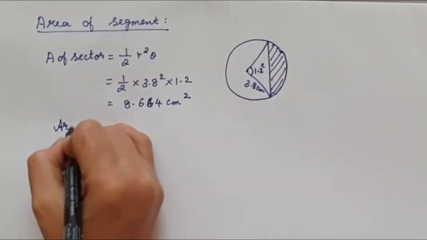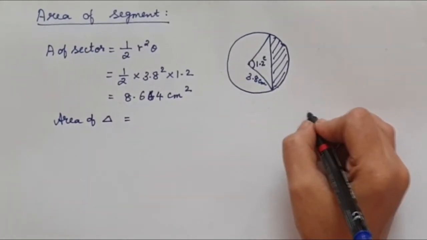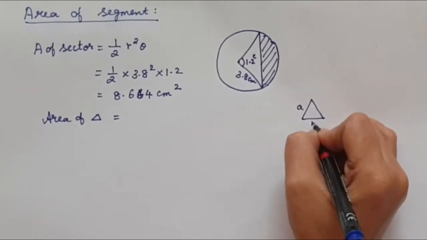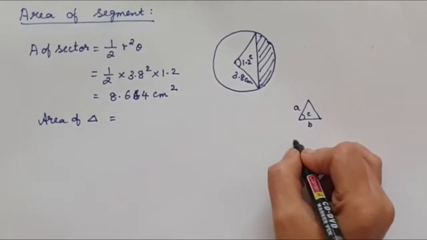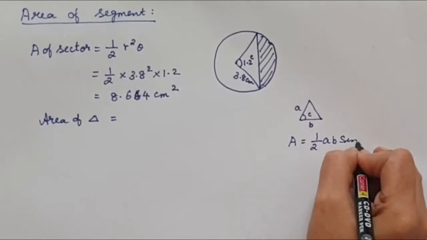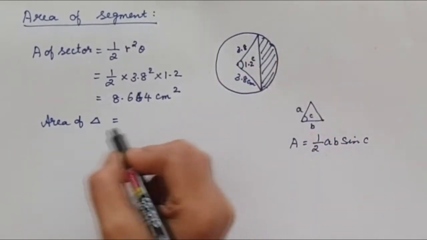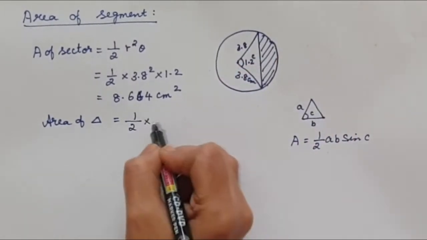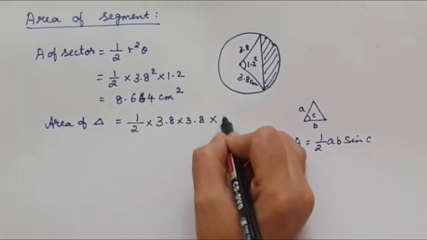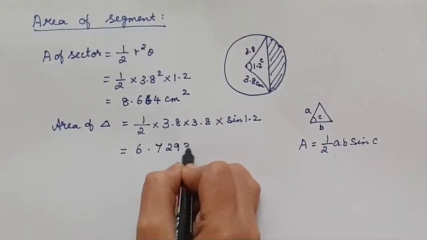Now area of triangle. In trigonometry, area of the triangle, suppose you are given a triangle with sides A, B and the angle is C, area of the triangle is half AB sin C. We are going to use that. This is 3.8. This side is also 3.8. So it will be half into 3.8 multiplied by 3.8 into sine of the angle 1.2. 6.7293.